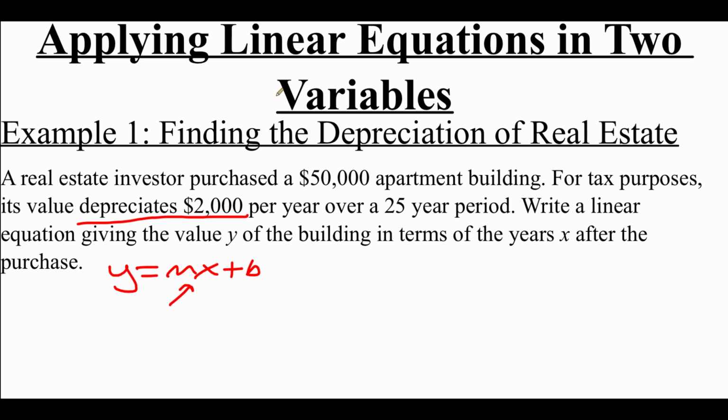So if we're working on writing out this equation, I'm going to go y equals, we're going down, so I'm going to use negative 2,000 as my slope. And then we've got x in there. And then anytime you have a starting value, so in this case the $50,000 purchase price, we typically use that as our y-intercept, because if we think about it, that's where our graph is starting. So I'm going to add on the 50,000 on the back end. So y equals negative 2,000x plus 50,000 is the linear equation representing our building's value.